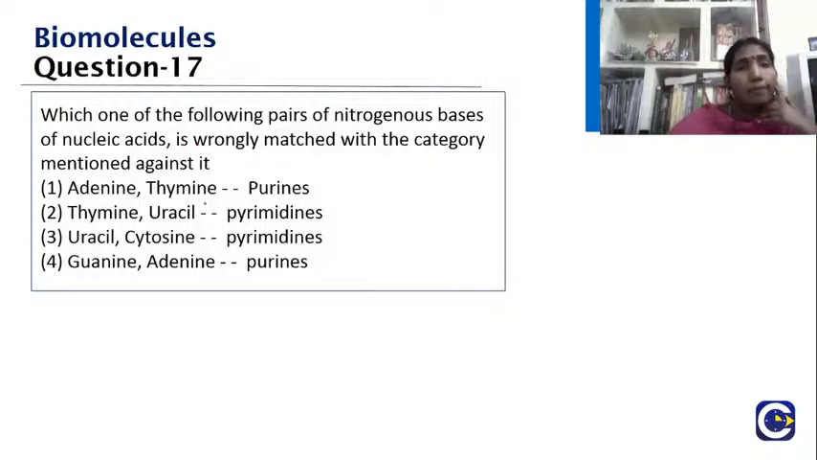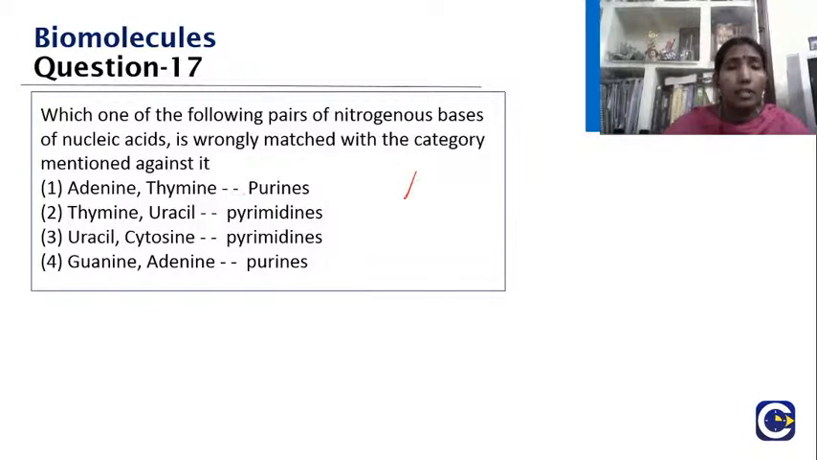So you have adenine, thymine as purine; thymine, uracil as pyrimidine; cytosine as pyrimidine; and then guanine, adenine as purine. So what should be your answer here, children? So what are those purines? The pyrimidines have that 6-membered heterocyclic ring. That base concept we know. What about the imidazole? We will have it in the purine group.